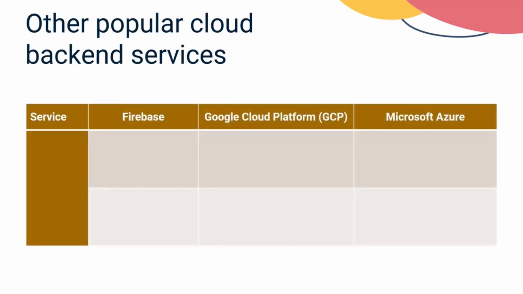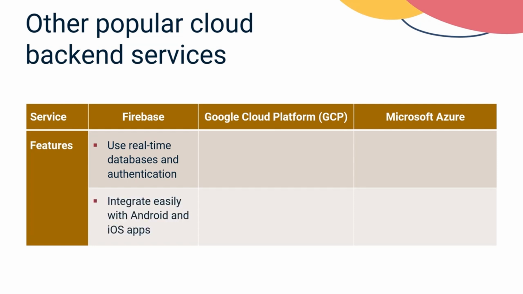Let's take a look at other popular cloud backend services, each offering unique features for mobile and web applications. These include Firebase, Google Cloud Platform, GCP, and Microsoft Azure. Firebase, owned by Google, offers real-time databases, authentication services, and analytics tools, making it popular among mobile developers for easy integration with Android and iOS apps.